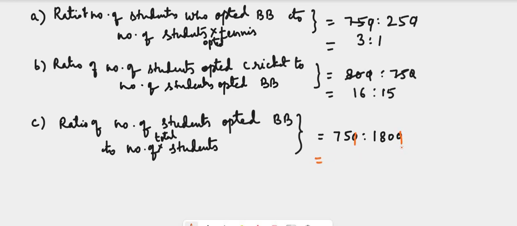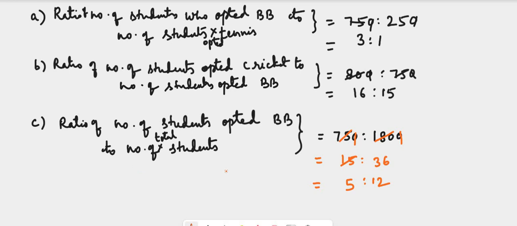So 75 and 180. First of all, you can cancel with 5 table, 15. Next, in 180, 36 times. Again 5 table, 3 table. 3 5s are 15, 3 12s are 36. So this is the ratio of number of students opted basketball to number of total students. These three are the required ratios.